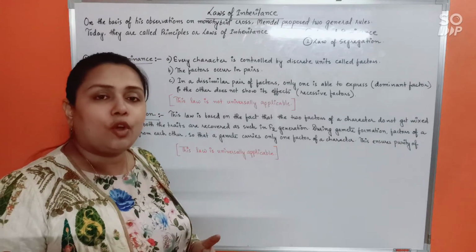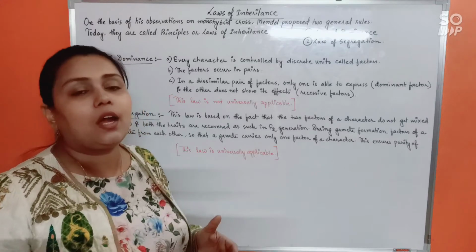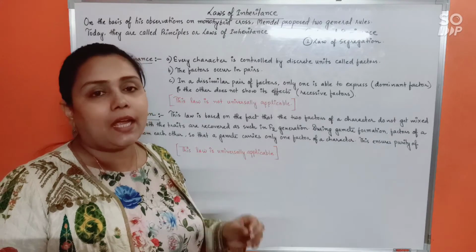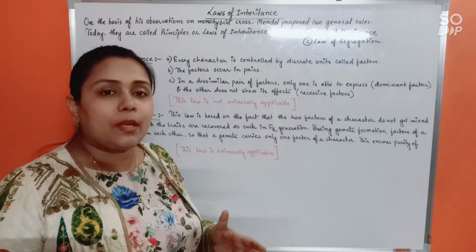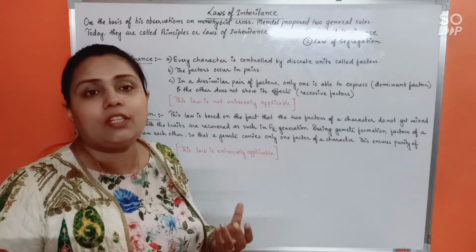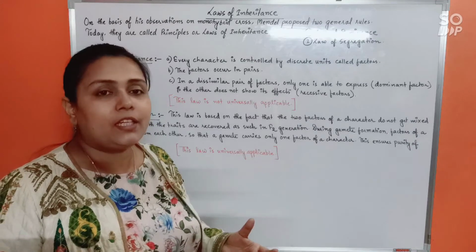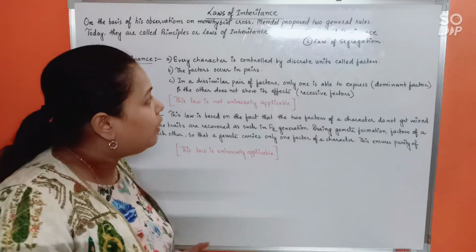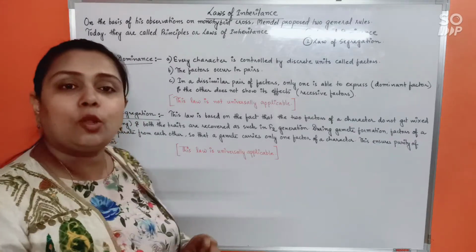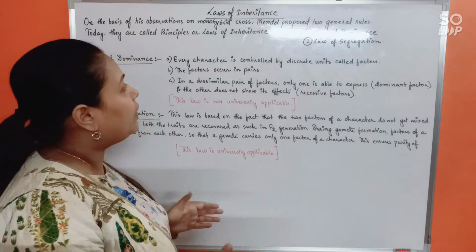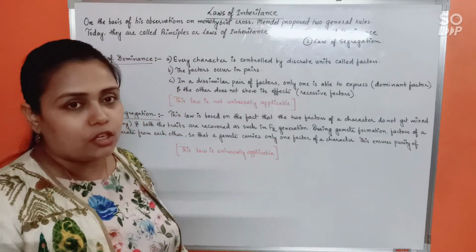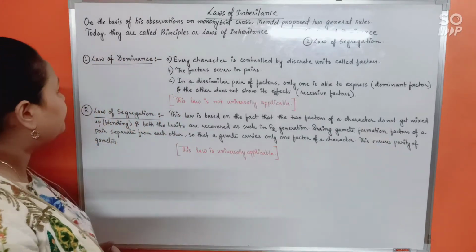But rather, later on, after the death of Mendel, when his work was rediscovered, another scientist called Karl Correns put the theoretical explanation of Mendel into the shape of law. All right, he provided it to us in the form of law. So that's why whatever rules Mendel had put forward are today referred to as laws of inheritance. Laws of inheritance consist of two laws. One is law of dominance, another is law of segregation. So let us start with law of dominance.